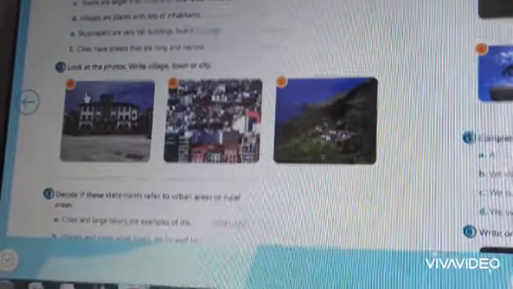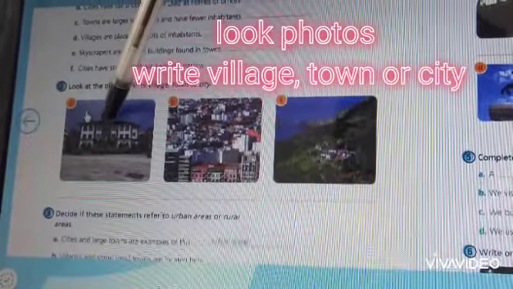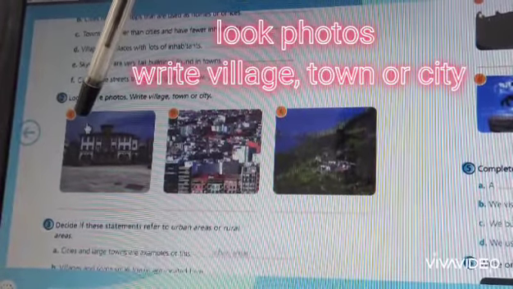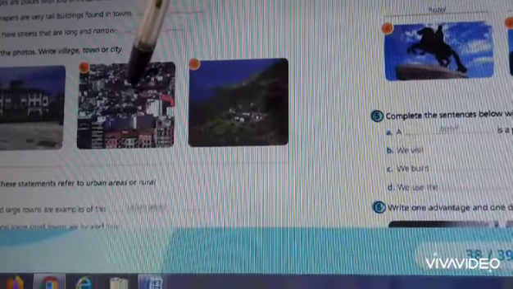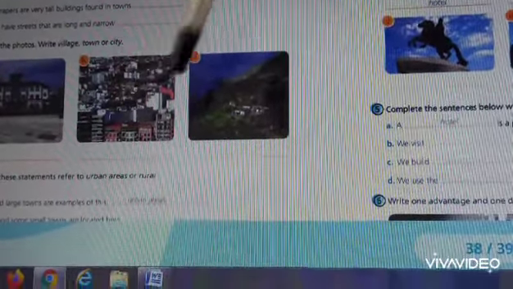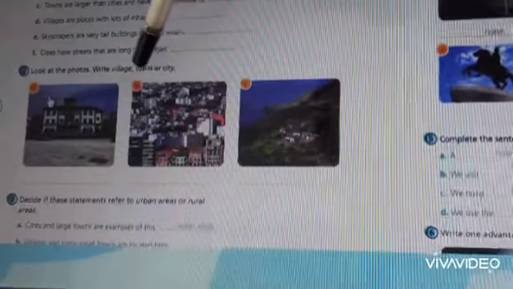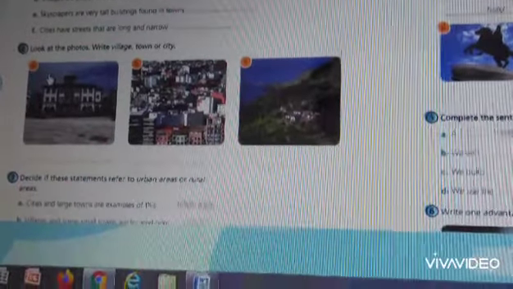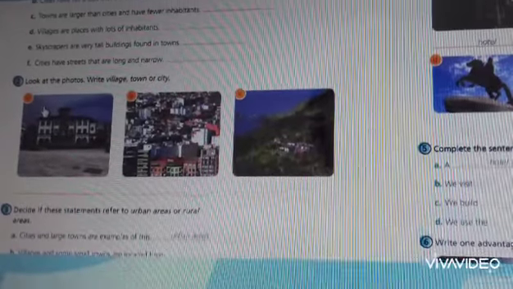They say look at the photos and write village, town, or city. So here, looking at this photo, the photo letter A, do you think it's a town, a city, or a village? What about B? Is it a town, a city, or a village? This is a town, a city, or a village. So you will write the word village, town, or city under each photo, depending on what you remember from the lesson that you read before.